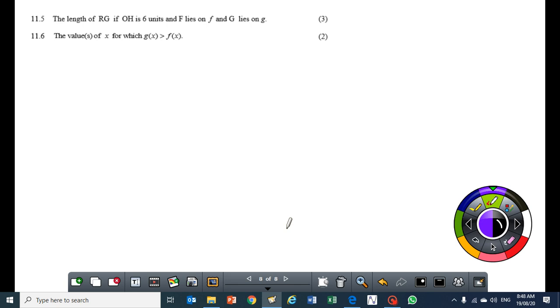11.5. Now 11.5 it says the length of RG if OH is 6 units, and F lies on F and G lies on G. Okay? Now you have to go back. You don't want to go back to the graph. The length of RG, OH is 6 units. Now, what are we supposed to determine? We are supposed to determine RG. If OH is 6 units.